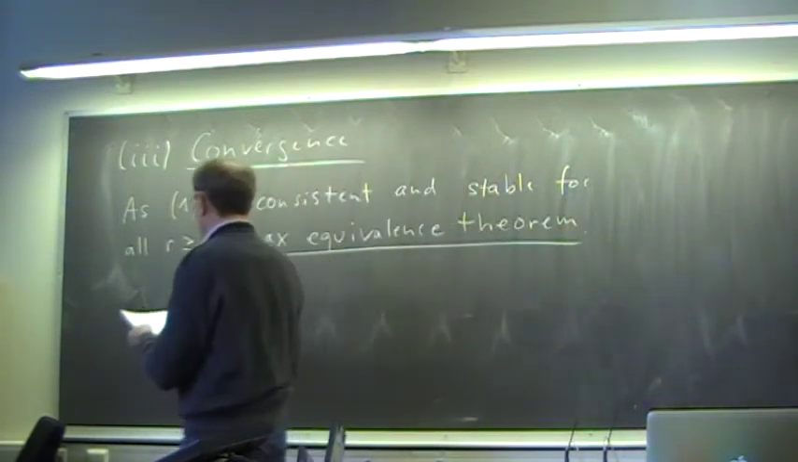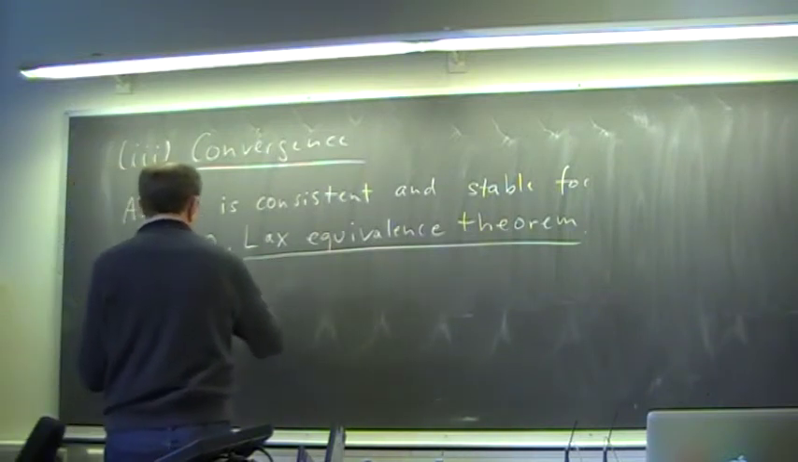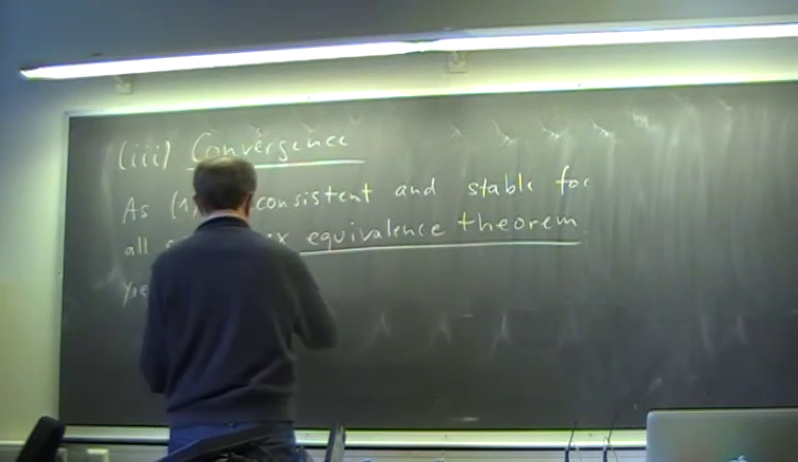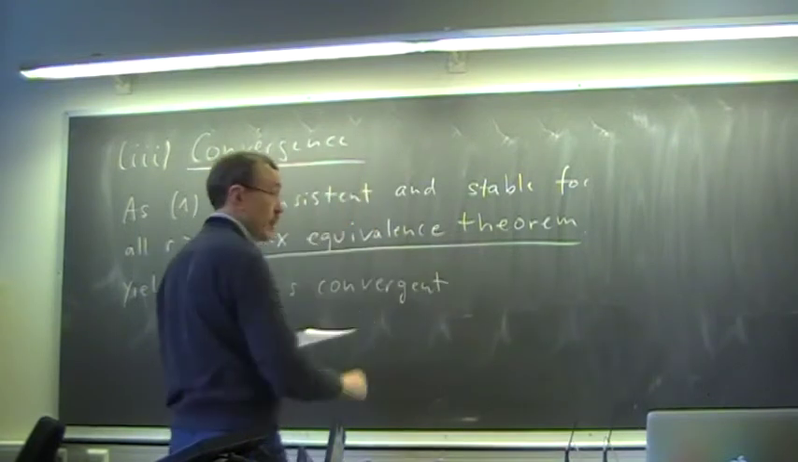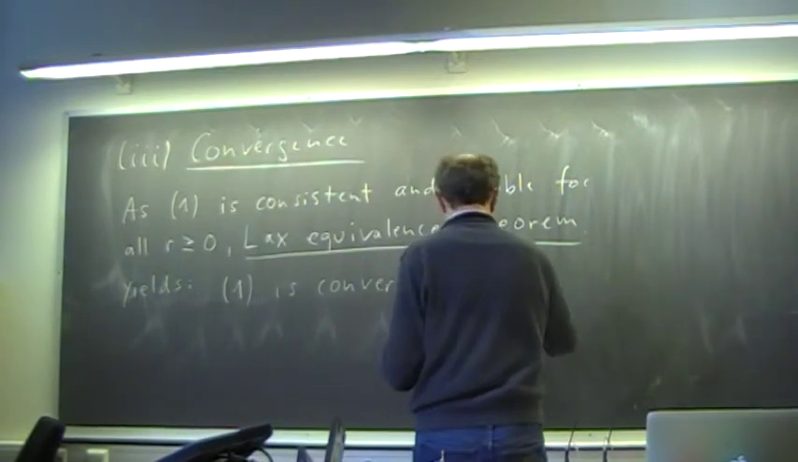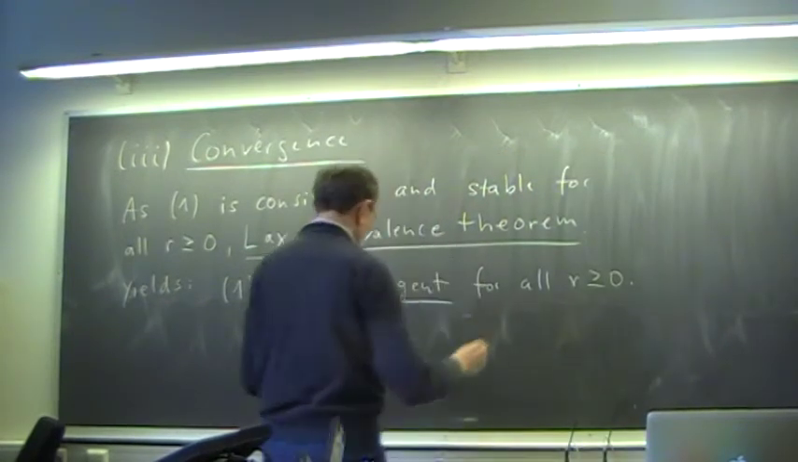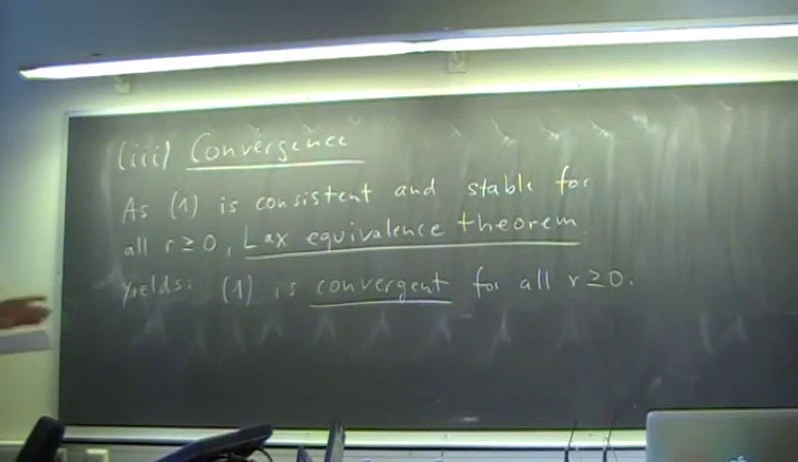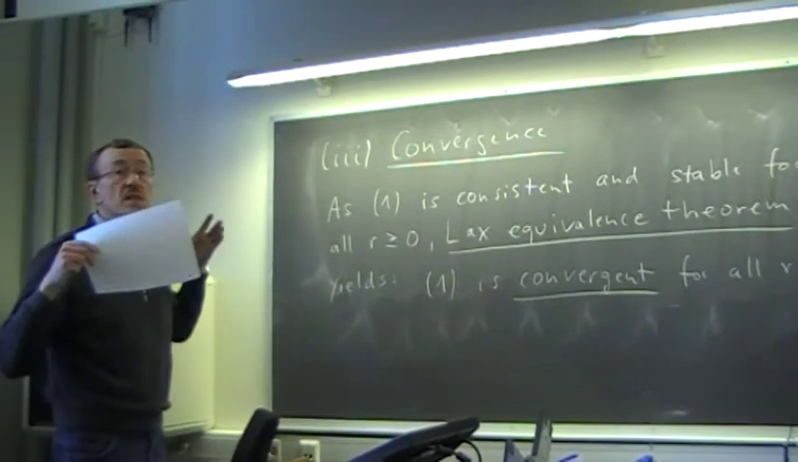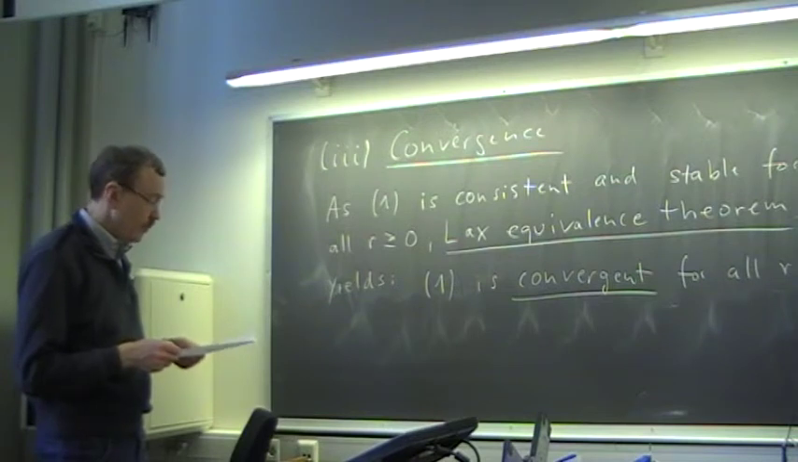that yields that then also the Crank-Nicolson method is convergent under the same restrictions that we have, and the only restriction is that R is greater than or equal to 0. So then we have established convergence. And that means, as we remember, that the numerical solution of the Crank-Nicolson method converges towards the exact solution of the heat equation. That is what we want.